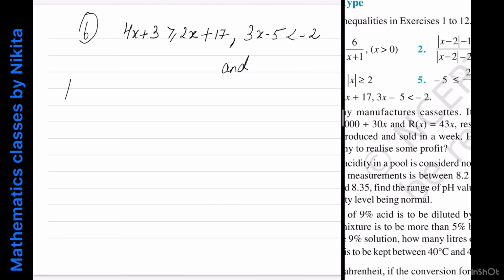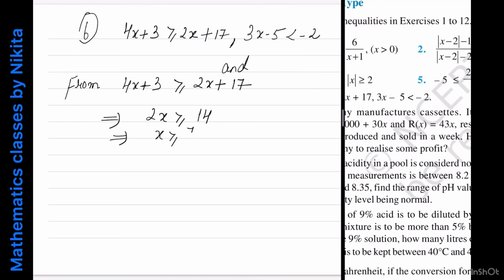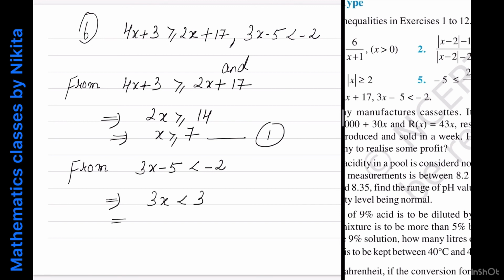So from 4x plus 3 greater or equal to 2x plus 17, what do you get? This implies that 2x is greater or equal to 14 and this implies that x is greater or equal to 7. Mark this as 1. And from 3x minus 5 less than minus 2, we get that 3x is less than 3 and this implies that x is less than 1. Mark this as 2.